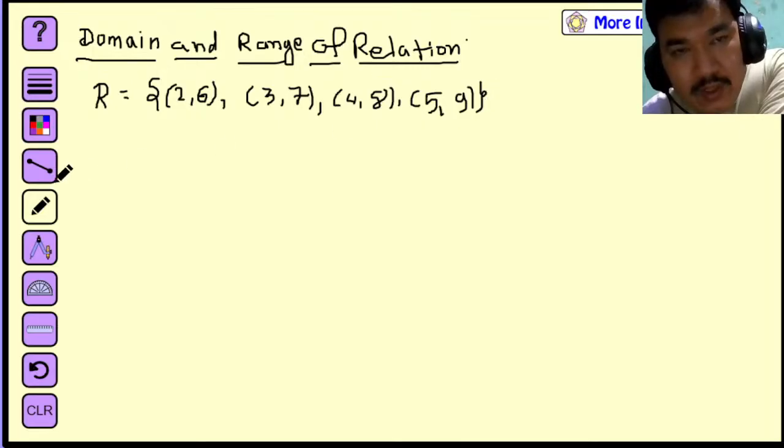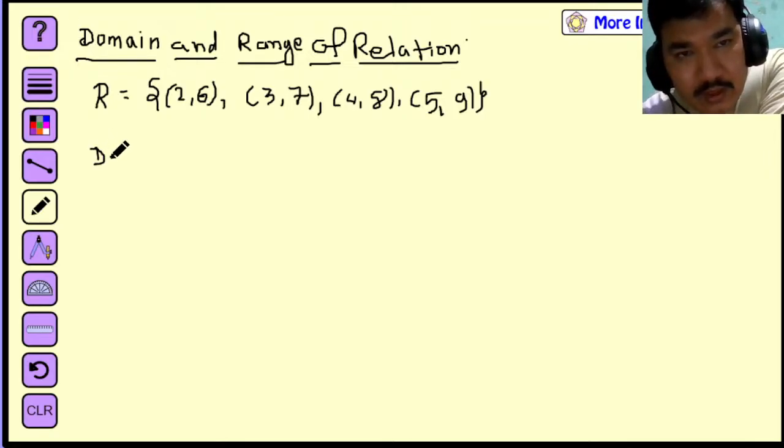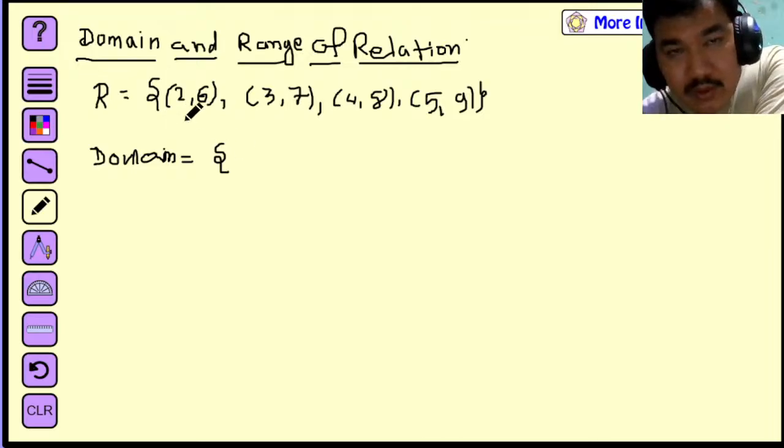Then we have to define this domain, okay. Domain we generally write D only, or we can write the full form here also. Domain equals, mention there. Okay, what does domain mean? Domain means the set of the first components of all the order pairs. That means here 2 first, then 3, the next first one is 4, and the next first one is 5.